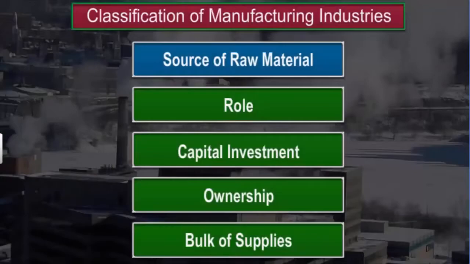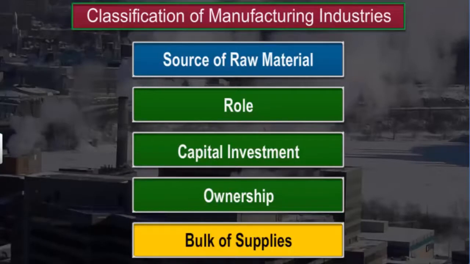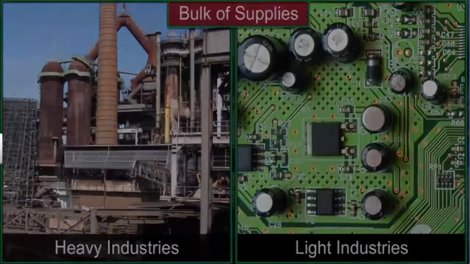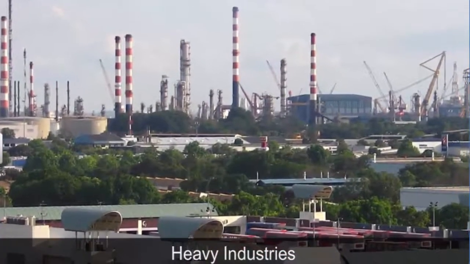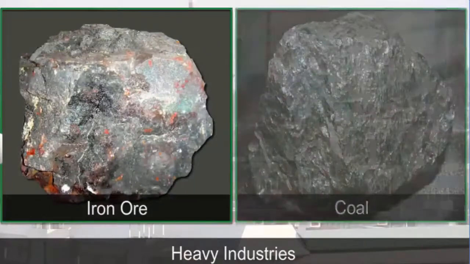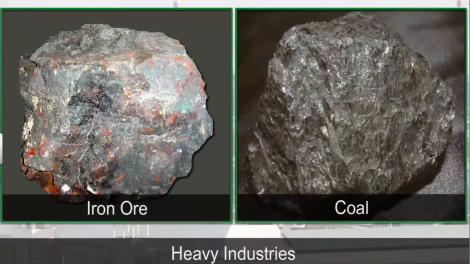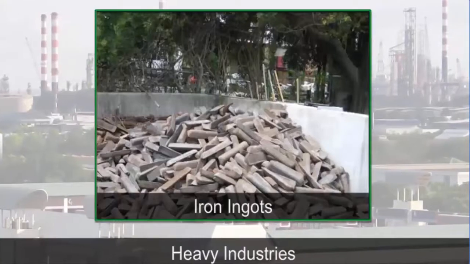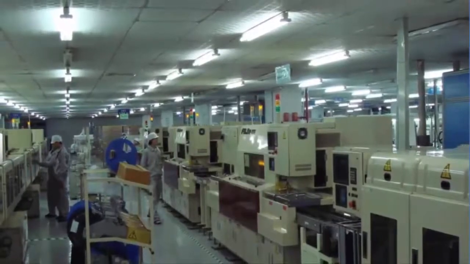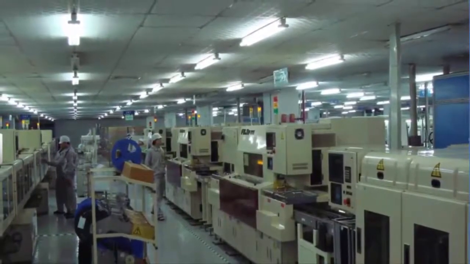Based on the weight or bulk of the raw material used and the finished products, manufacturing industries can be classified as heavy and light industries. Heavy industries like iron and steel plants use tons of raw material like iron ore and coal and produce bulky ingots of iron. Electrical and electronic companies use lightweight components to produce small handy items like cell phones and are called light industries.